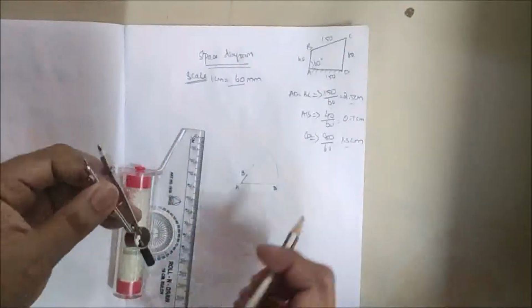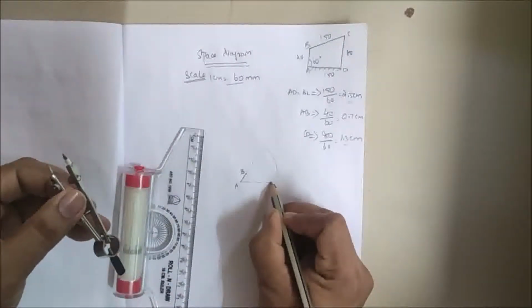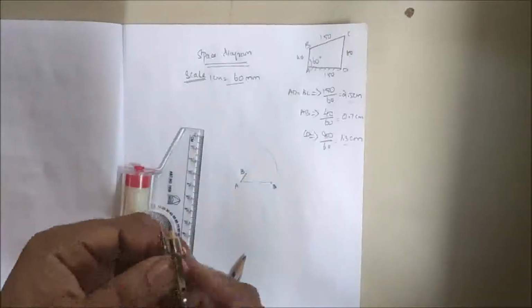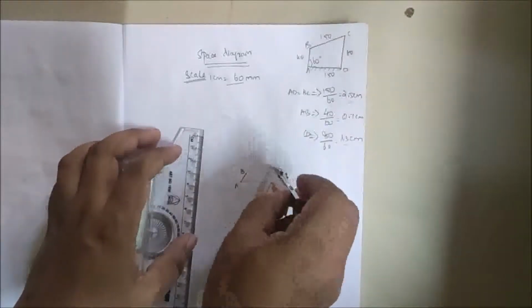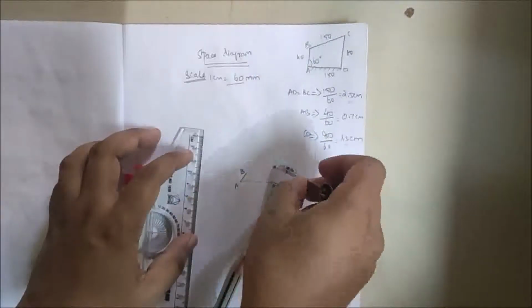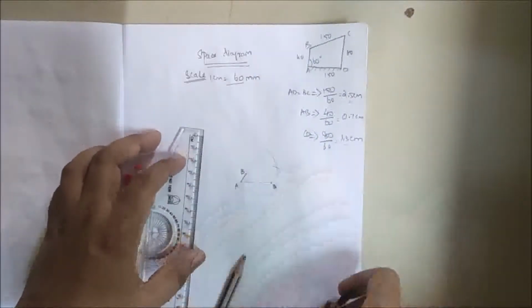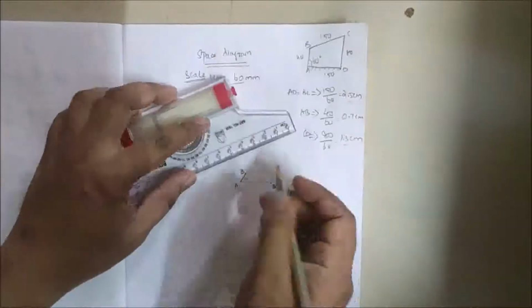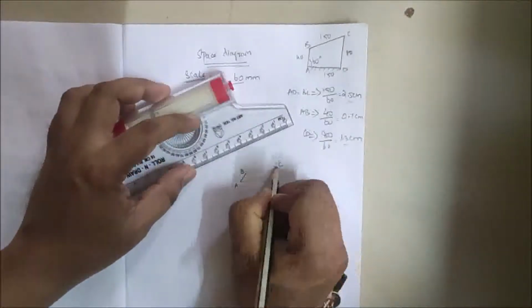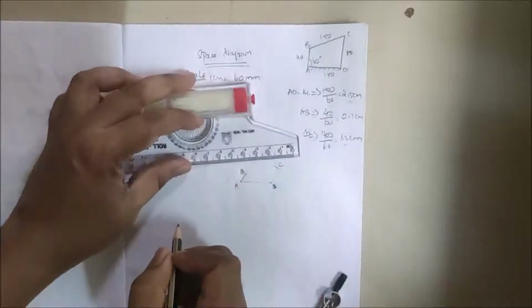So this is D. From D you make an arc. From D you make an arc. Wherever these two meet, that point is going to be C. The intersection of the two arcs is going to be C.